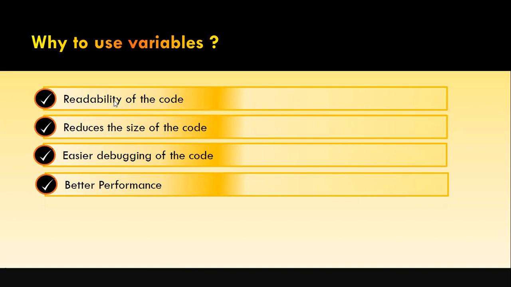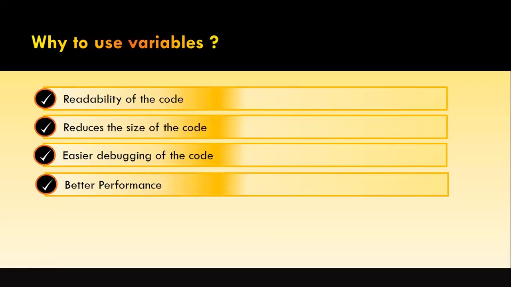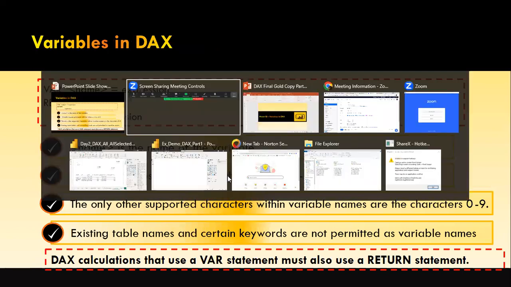The idea of using variables is the readability of the code. It will improve the readability of the code, and it reduces the size of your code, and debugging is pretty simple. You can go to the specific point and fix it. And the performance is very good. You can use variables in calculated columns and in calculated measures.